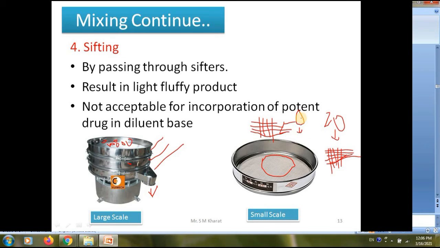So it depends on the number, ranging from 0 to 20, 60, 80, whatever. Okay, so as the number increases, we are able to pass the very fine particles from that. Okay, I hope you understood this. I will explain this part again while performing a practical. Okay, so this is one more technique for the sifting.